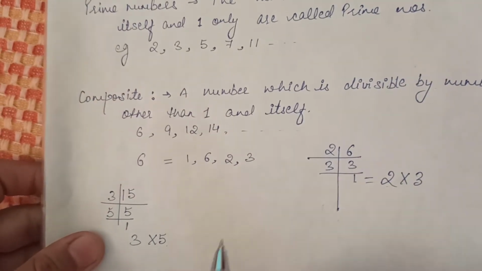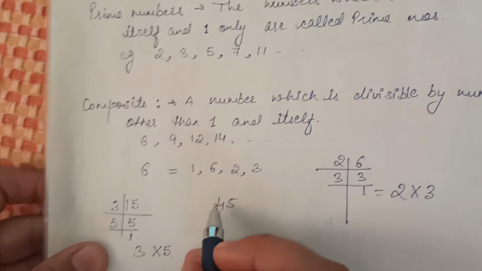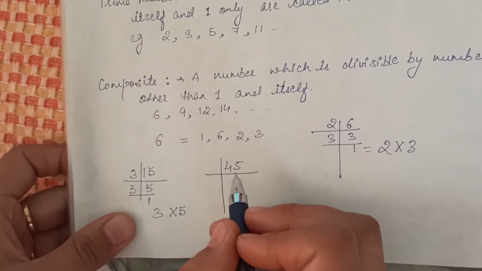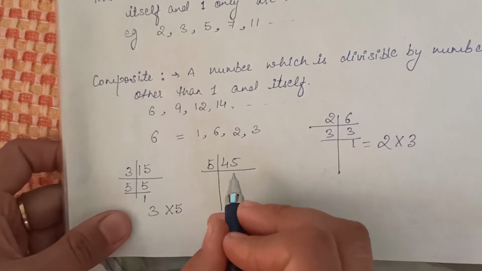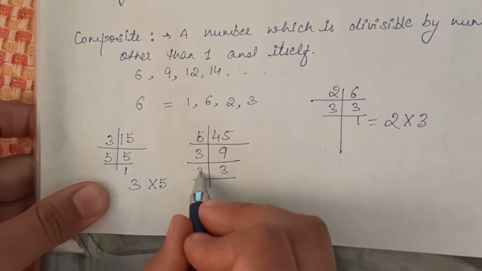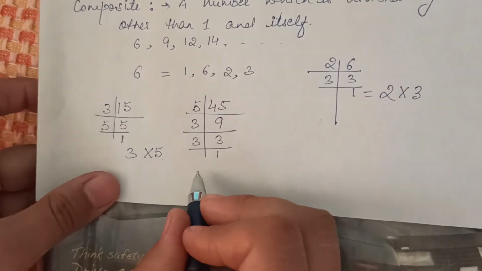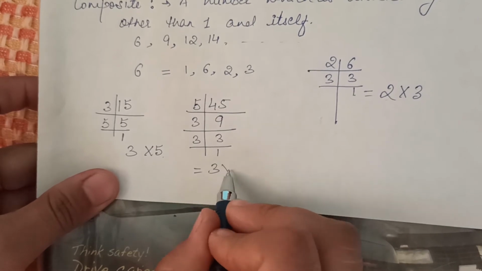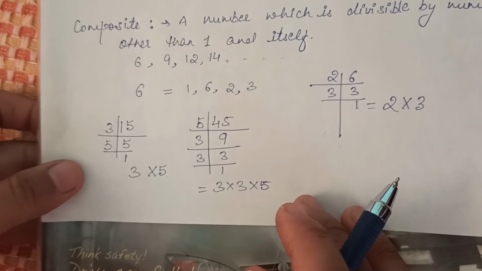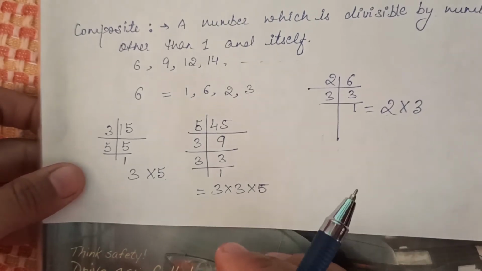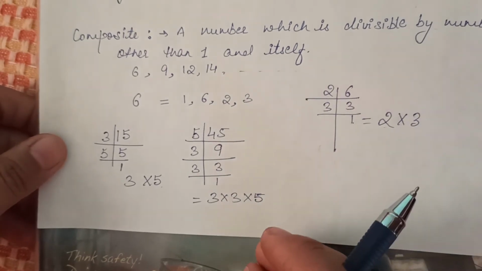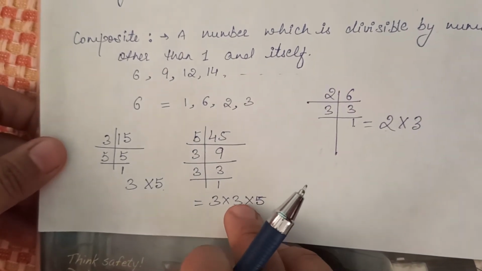Let us take one more example. For example, 45. We can also factorize it into its prime factors. So let us start from 5. 5 9s are 45. Then 3 3s are 9 and 3 1s are 3. So what are its prime factors? Its prime factors are 3 into 3 into 5. So in this way, you can factorize any composite number. And our fundamental theorem of arithmetic is based on this concept only.